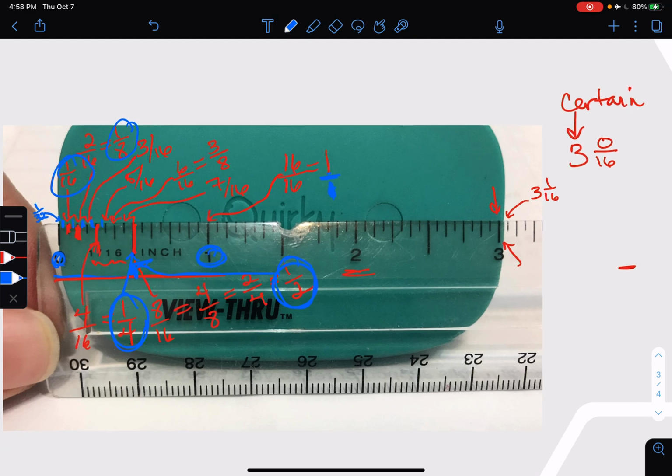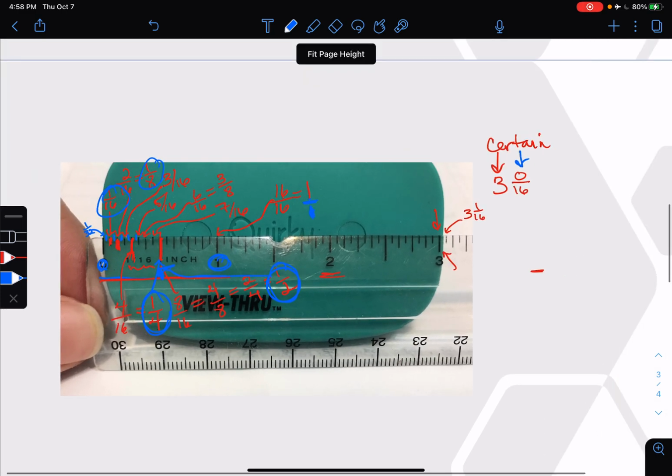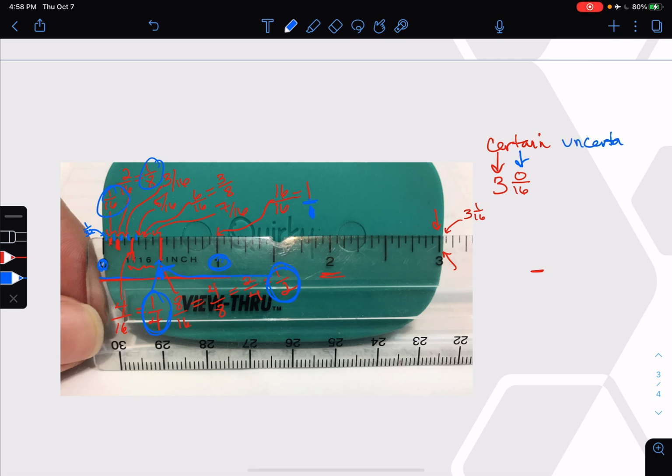All right, so 3 is certain. We are certain that we have 0/16. We do not have 1/16 yet. And then you have to make a guess. So we have our uncertain digit.